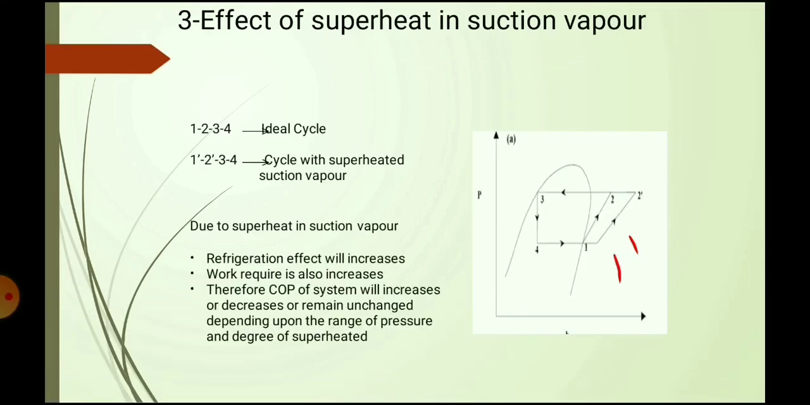That means the COP increases or decreases or is unchanged. It depends upon the degree of superheating and the range of pressure between condenser pressure and evaporator pressure. Clear? And the next one is the fourth, effect of subcooling.